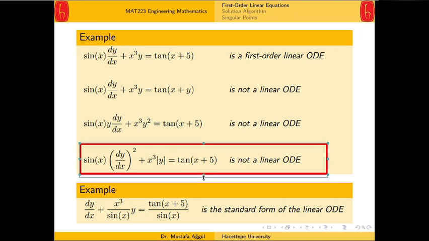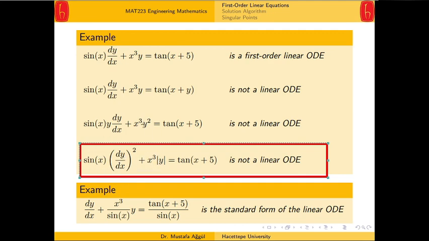Okay, the next one we have sine x, and here dy dx squared. Okay, dy dx squared is also a problem because dy dx has to be alone, and if you rewrite it as dy dx times dy dx, then the coefficient of dy dx will be dy dx, so it will depend on y, so then we say this is not a linear equation.